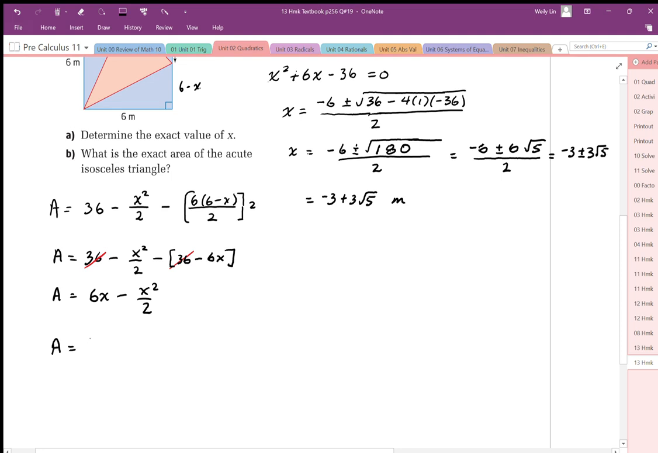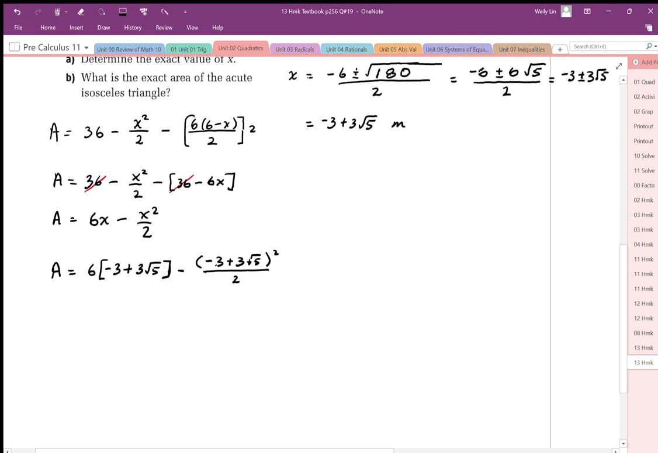So in part A, we're going to end up with 6 times x, which is negative 3 plus 3 root 5, minus negative 3 plus 3 square root 5, all squared, all over 2.